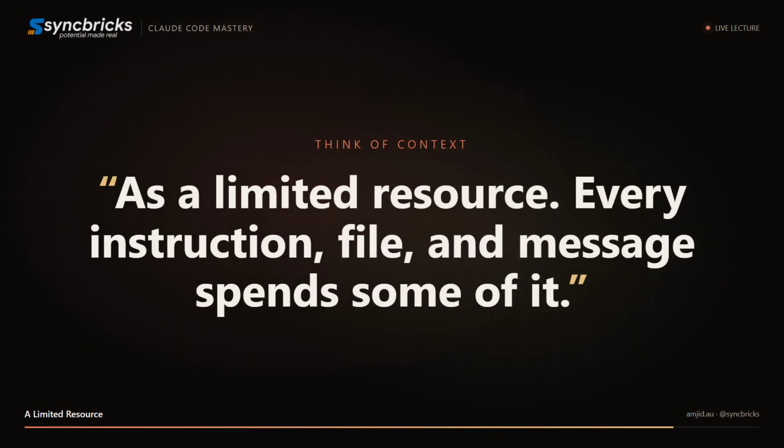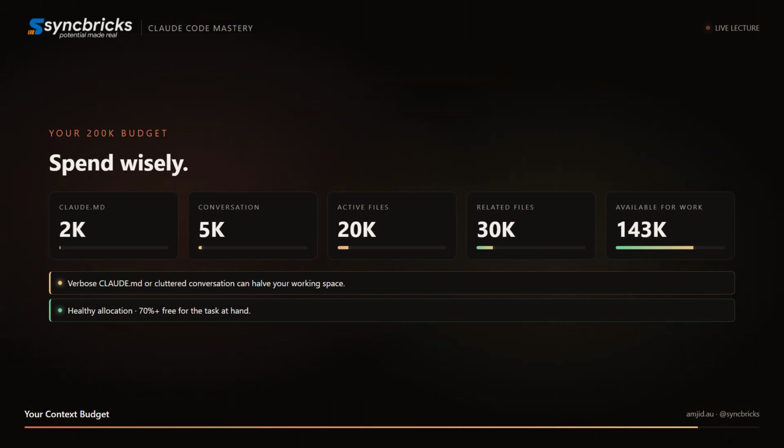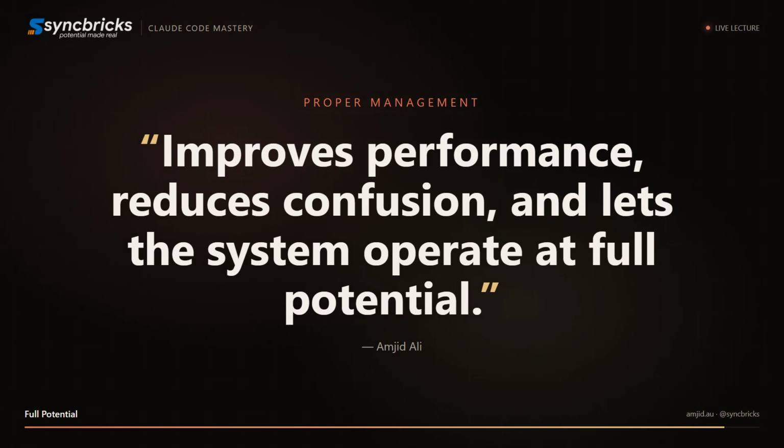You should also think of context as a limited resource. Every instruction, file, and message consumes part of this resource. Efficient usage ensures that more capacity is available for meaningful work. Proper context management improves performance, reduces confusion, and allows the system to operate at its full potential.